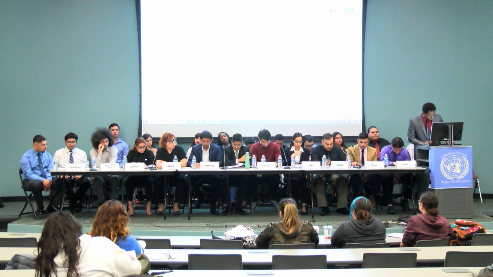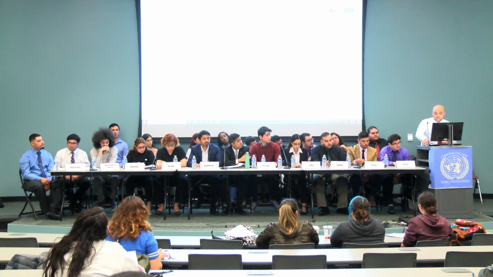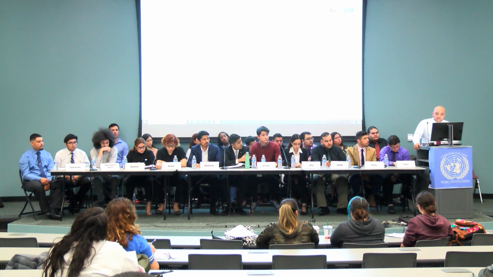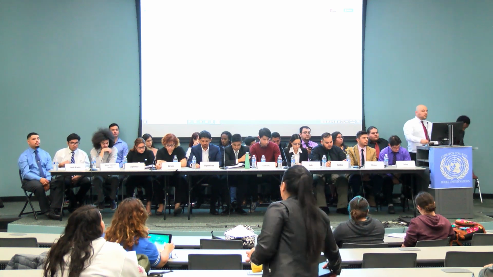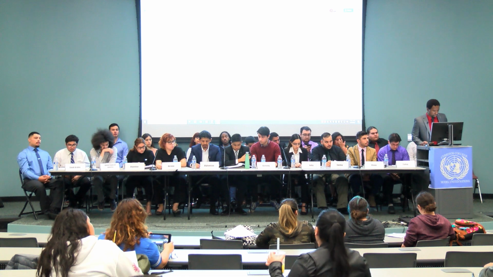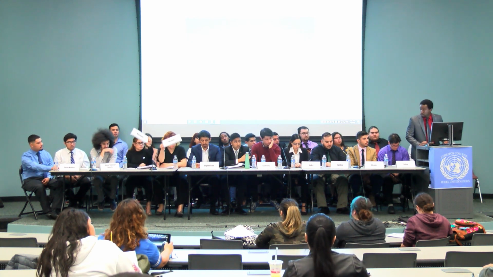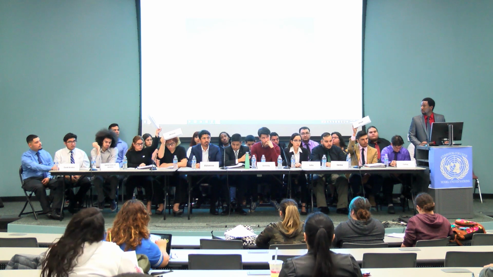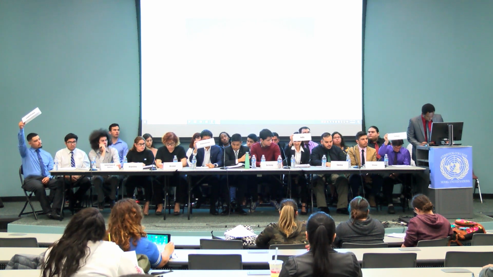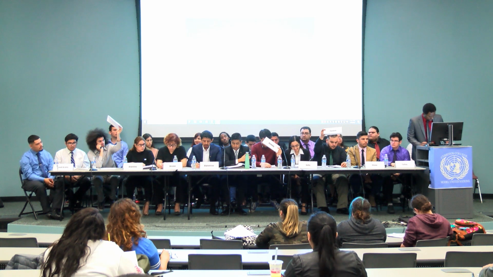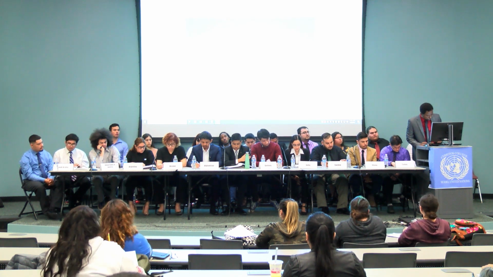The co-chair will now read the motion. The motions on the table are as follows. The motion is to vote on working paper number 1. All right. All those in favor, please raise your placards. Against? Abstentions? The vote is 3 in favor, 4 against, with 3 abstentions. Working paper 1 does not pass as resolution 1.